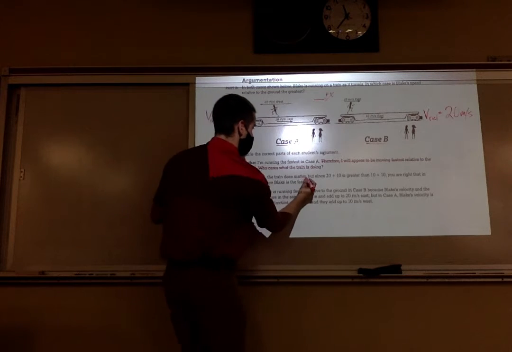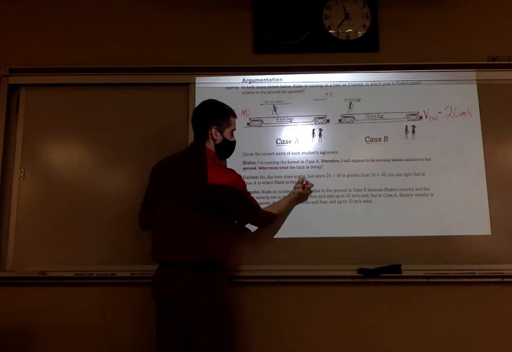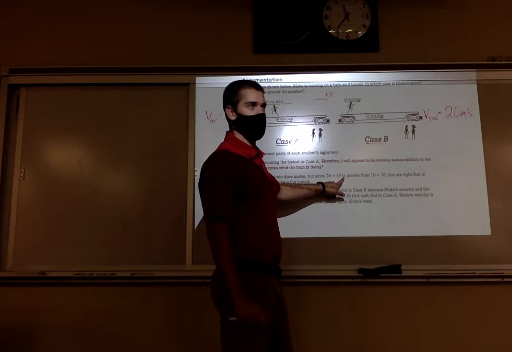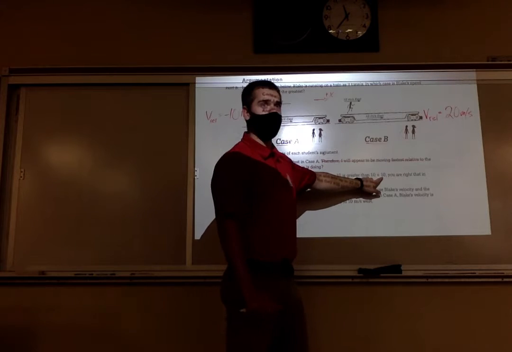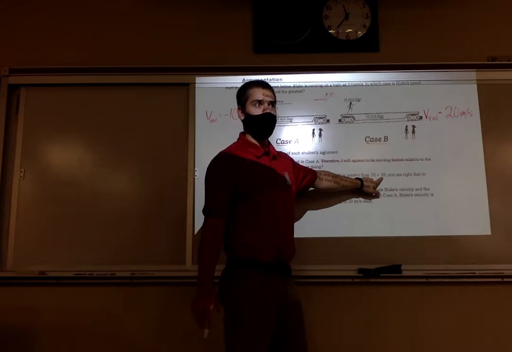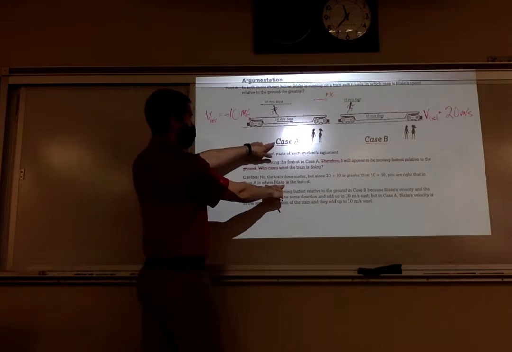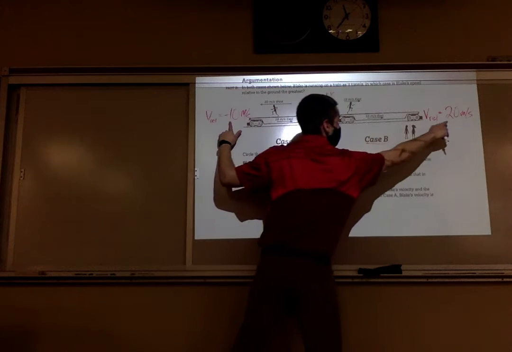Yeah, so we'll leave this. John, I like your point. He said, yeah, this is true. This is just math. This is 30, that's 20. Fine. But his conclusion was, you are right that case A is where Blake is the fastest. We disagree with that.